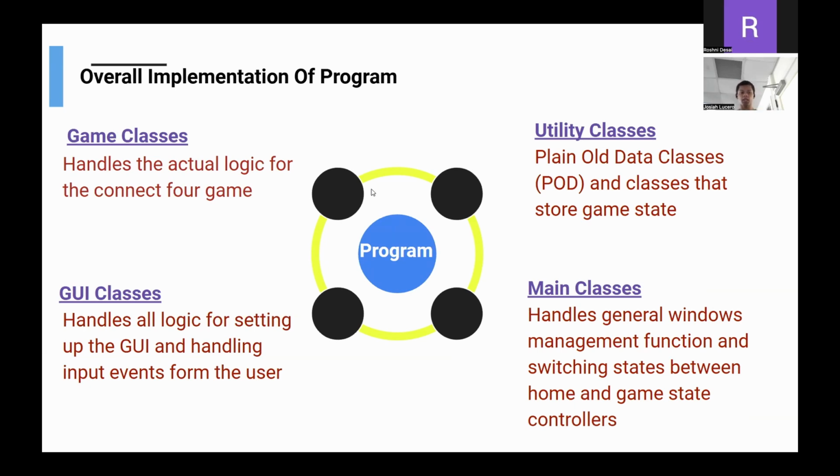Now, moving into those individual classes, you have general GUI classes, which are suffixed with GUI, and they handle the general logic of handling GUI elements and input events from the user. Then you also have game classes, the primary one for our program being the grid class, which handles the actual logic of the game and handles the cases where you input different game sizes and dimensions. And then you have general utility classes. I like to call them plain old data classes. They're just data that help store the game state and other functionality within the program.